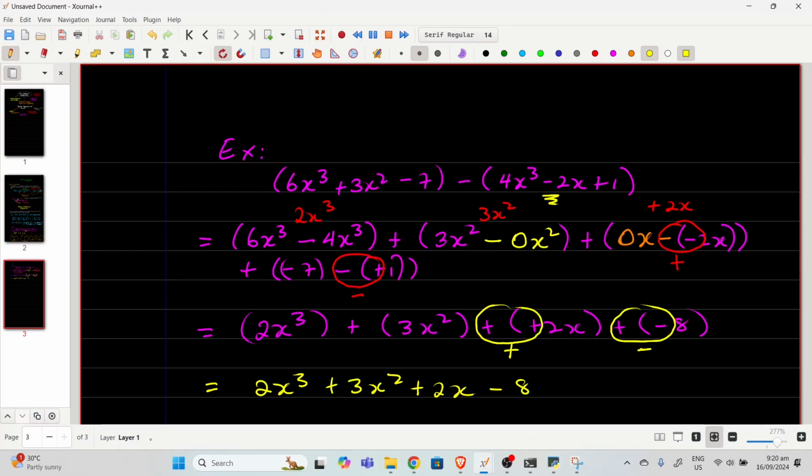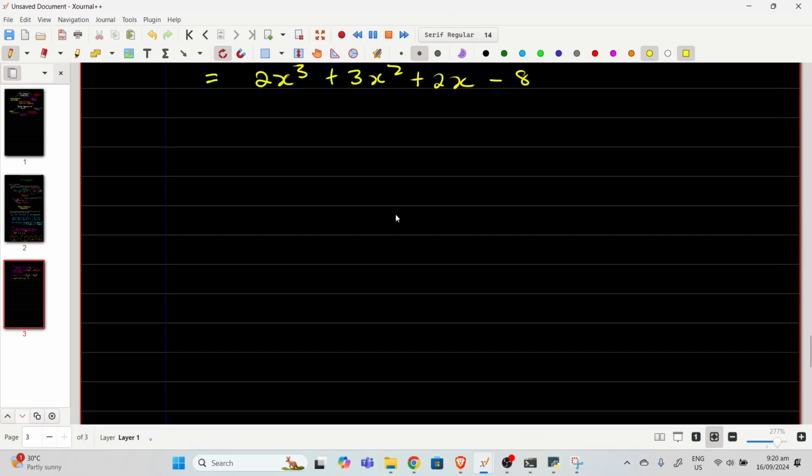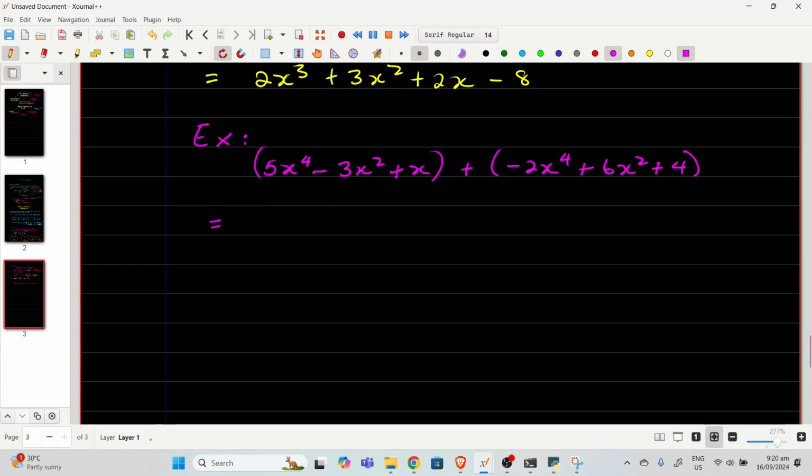We'll try something else again so that you can see it even more. Let's do another example. Let's say you have 5x to the fourth power minus 3x squared plus x, adding to, we'll just put this in brackets, and add it to negative 2x to the fourth power plus 6x squared plus 4. And we again group the terms that are similar to each other. So we will group the 5x to the fourth power, and then we'll add that, since the operation is an addition, then we'll add that to the negative 2x to the fourth power.